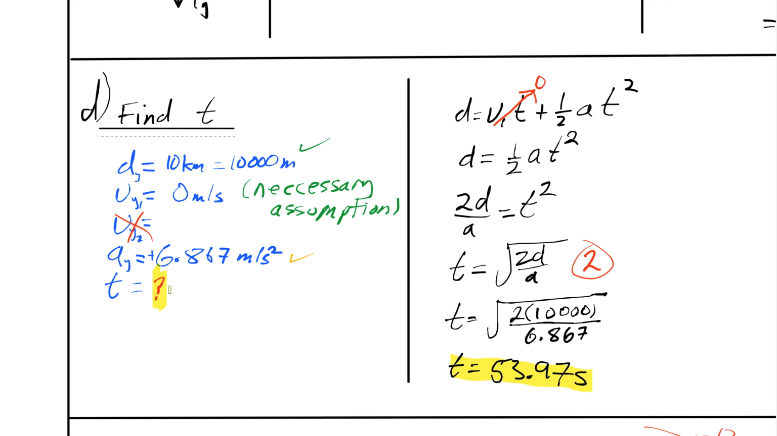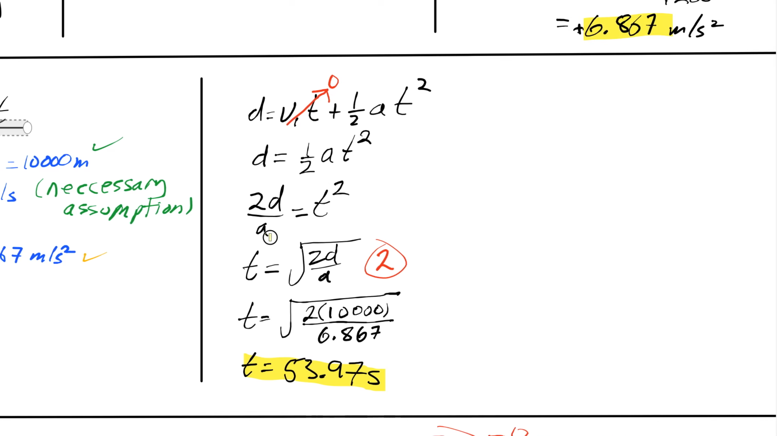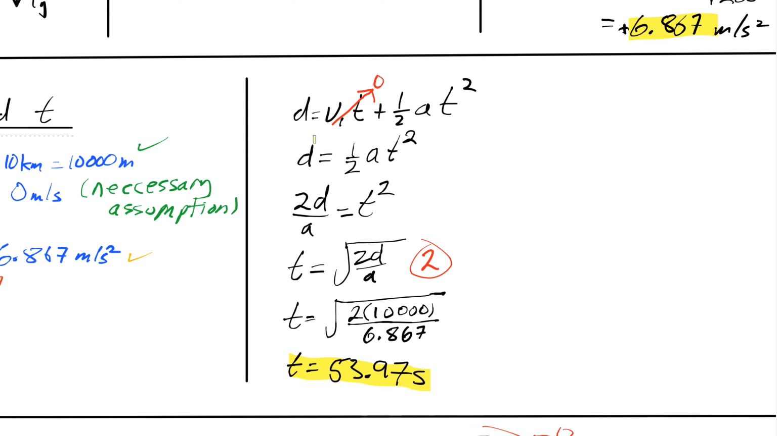Since we are solving for time, we're going to look for the one equation that does not have v2 in it, and that would be equation number 2 of our accelerated motion equations, and that is d is equal to v1t plus 1/2 at squared. Mercifully, since the initial speed or velocity is 0, the first term cancels out nicely, and we don't have to worry about working with the quadratic formula. This gives us d is equal to 1/2 at squared.